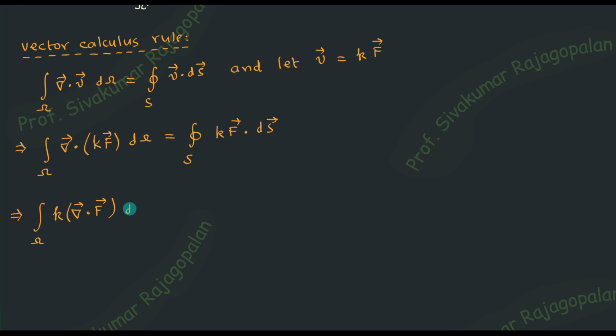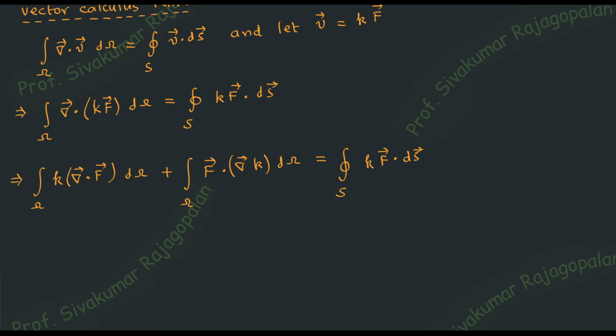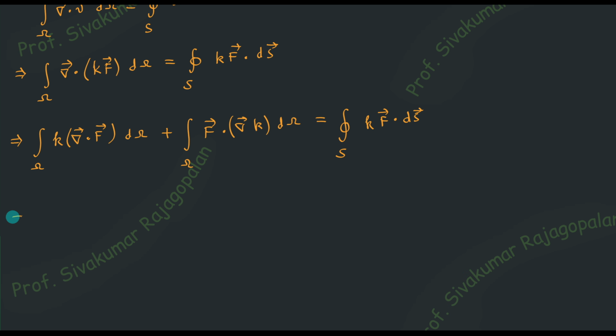So that is the first term, and the second term is plus, once again, integral. It is f times gradient of a scalar. And then write down, copy the right hand side. So basically we have used the product rule on the left hand side. That's why you have two terms. And let us now substitute k equal to 1 by r. Okay, we are going to substitute k equal to 1 by r. So I am writing in a different color.